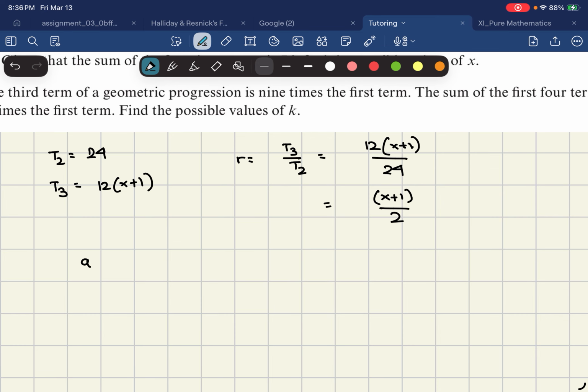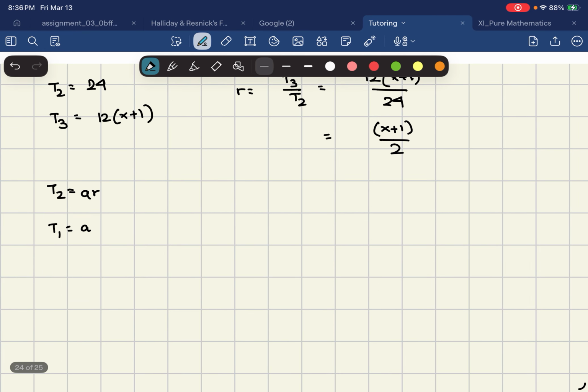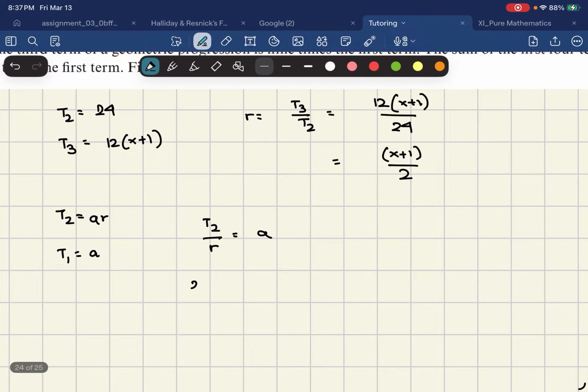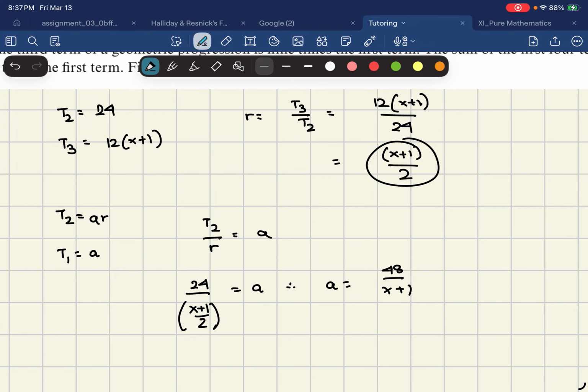And well, T2 is just AR. T1, the first term, is just A. So if I divide AR, which is T2, by R, then I should be getting A, right? So I know T2, that is 24. I know R now. That is just (x plus 1) divided by 2. And therefore, A is going to be 48 divided by (x plus 1). All right. 48 divided by (x plus 1).